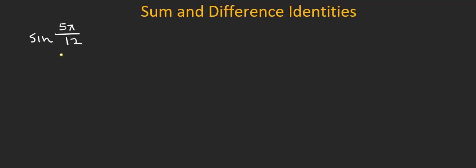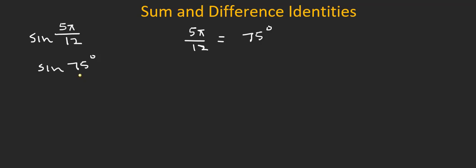Let's take a look at this example. You have sine of quantity 5 pi over 12. Well, it's always kind of easier to work with degrees. If you change 5 pi over 12 radians to degrees, pi is the same thing as 180. So 180 divided by 12 is 15, and 15 times 5 is 75. So 5 pi over 12 in radians is equal to 75 degrees. So I like to change that to sine of 75 degrees.